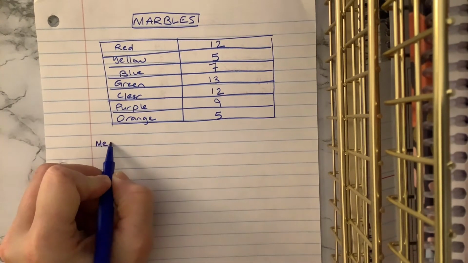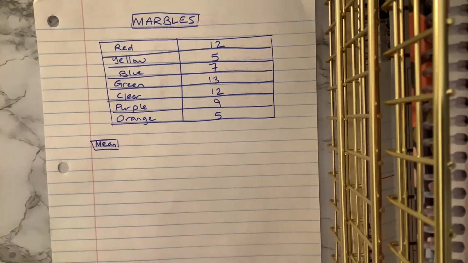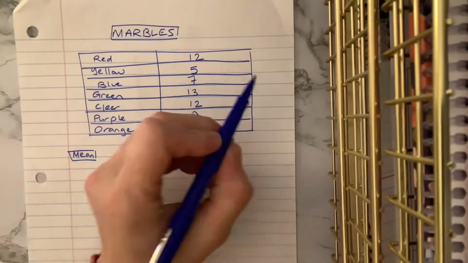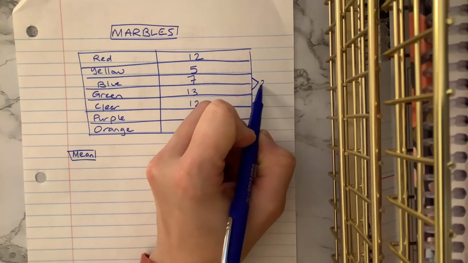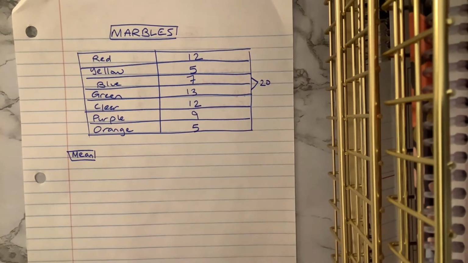So mean, if you're looking at the notes that we took, you're going to find the sum of all the values and then divide by the number of values. And remember that word sum means addition. Okay. So again, you could try to group, and I've actually seen students do this and it kind of works, where they say, okay, I'm going to add these two, 13 and 7, that makes 20.